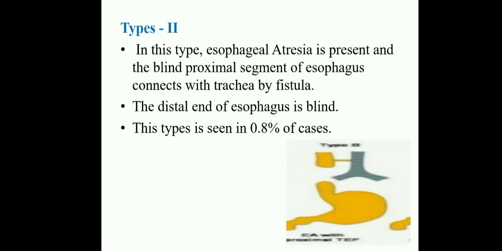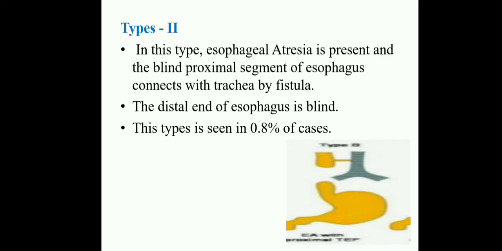Okay, coming to the second. In this type, esophageal atresia is present and the blind proximal segment of the esophagus connects with the trachea by a fistula. What is the meaning of fistula? It means there is a connection between two parts. What are the two parts? Here it is the esophagus and trachea. The distal end of the esophagus is blind. This type is seen in 0.8% of cases. Okay, this is the second type.